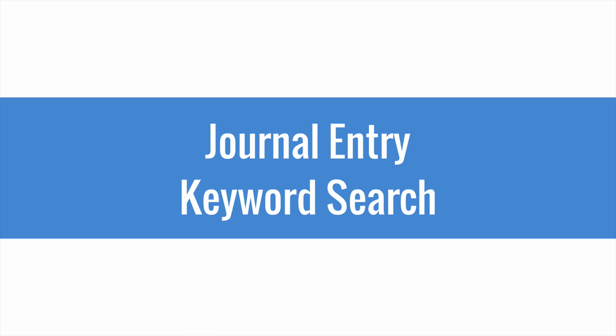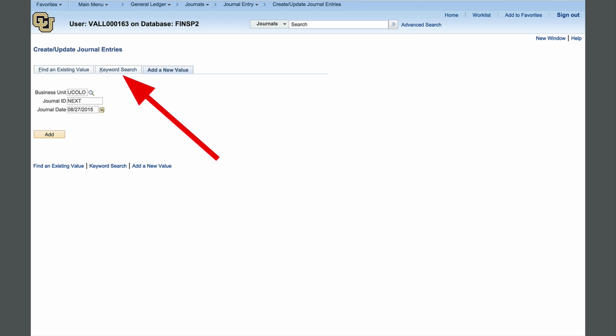Another new feature is keyword search. So here we'll take a look at the journal entry keyword search. If you'll notice on the journal entries here, you'll see that there's actually an additional tab. Right now in 8.4, you only have this find an existing value and add a new value. And if you recall in 8.4 on the finding existing value, that's where you're looking up a journal entry by, say, ID or the person who created it. But here, let's take a look at keyword search.